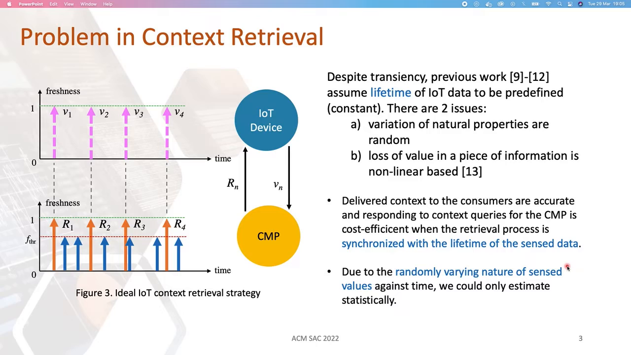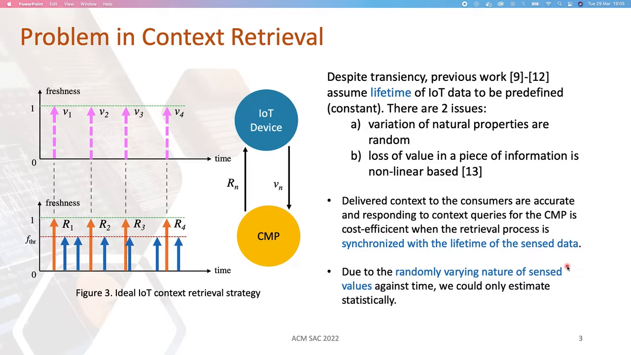Despite this transiency, various work assume lifetime to be constant, often attributing lifetime with sampling rates. TTL is a similar notion used in literature for adaptive caching in ICNs and CDNs. The problem here is that variations of natural properties that IoT devices like sensors measure are random. The value of this data is also lost non-linearly, which makes the problem non-trivial to develop an ideal context refreshing strategy that theoretically results in the minimum number of retrieval operations, but still maintaining the highest quality of context.